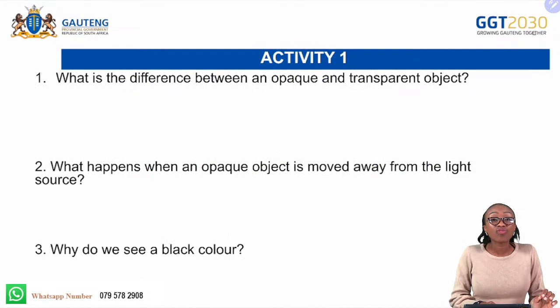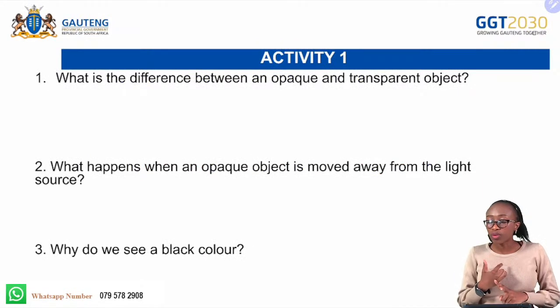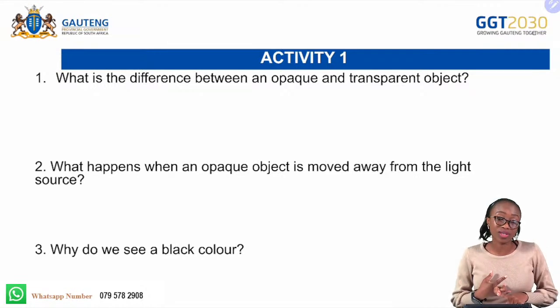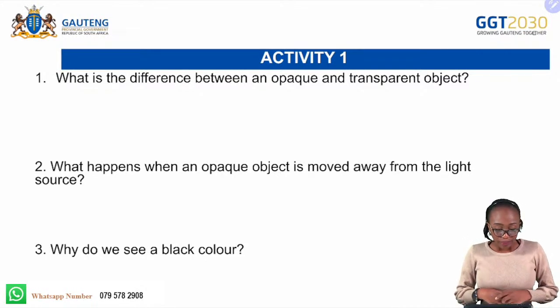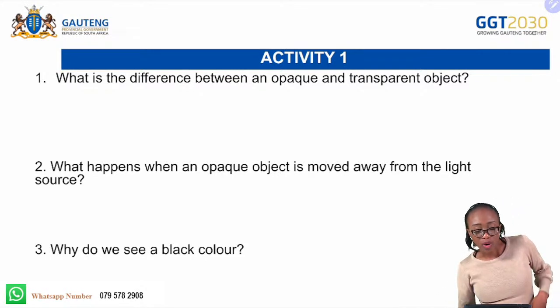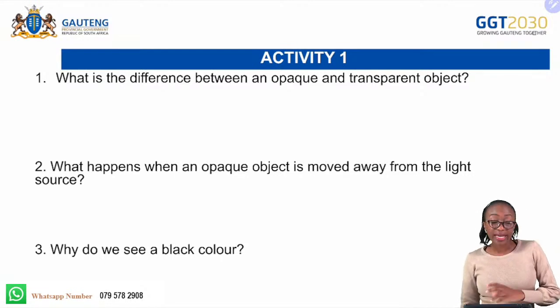Now, let's move on to our first activity of the day. I'm going to read out the questions, give you time to answer them, and then we go through the questions together. Question number 1: What is the difference between an opaque and transparent object? Number 2: What happens when an opaque object is moved away from the light source? And why do you see a black color?